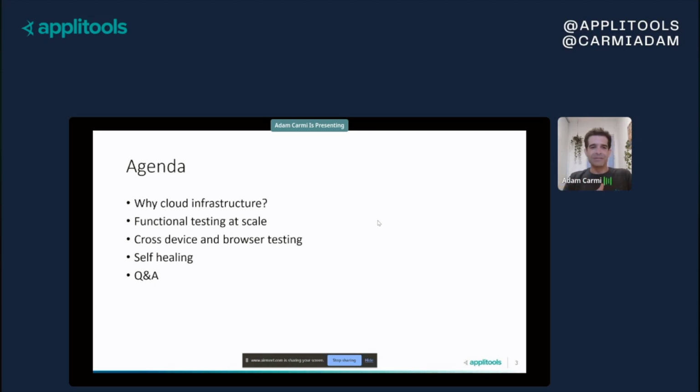We have a lot to cover. We'll start by explaining the benefits of running your tests on cloud infrastructure. We'll then show you how you can run your functional testing at scale on the execution cloud. We'll explain how you can run effective cross-device browser testing on the execution cloud. And last but not least, we'll talk about self-healing, what it is, how it works under the hood, and in which scenarios it can help you a lot. Of course, we'll do a lot of demos along the way, and there will be time to answer any question that you may have at the end.